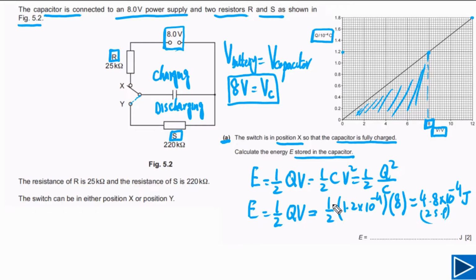This question has 2 marks. You will get the first mark if you have used this formula or you have written area under graph. That is the C mark. And the final mark is the answer mark. If you have got the right answer, you will get the answer mark. So the tricky point, this is the most important point: you need to understand that when the capacitor is fully charged, the potential difference across the capacitor is equal to the potential difference across the terminals of the power supply. Very important.